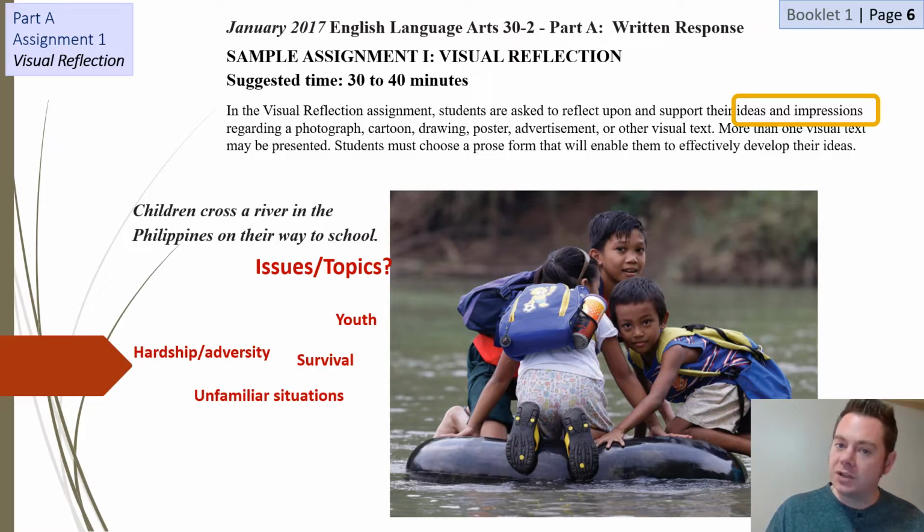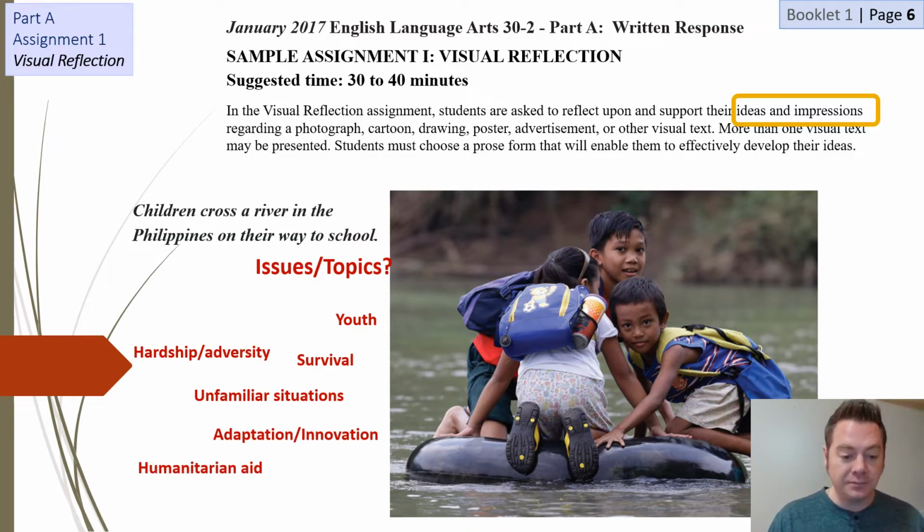You could look at unfamiliar situations, and this is something that I'm sure for the majority of people watching this video, you've never floated on a raft on your way to school. So perhaps you can consider looking at how things are in other places in the world and activities that people undergo and how you feel about that. You could look at the issue of adaptation or innovation, the creative things that people do or have to do in order to get through their lives. You could look at humanitarian aid as a possible option. There are things that people in different areas of the world might benefit from in order to be able to get through their lives. So there are lots of different possibilities here.